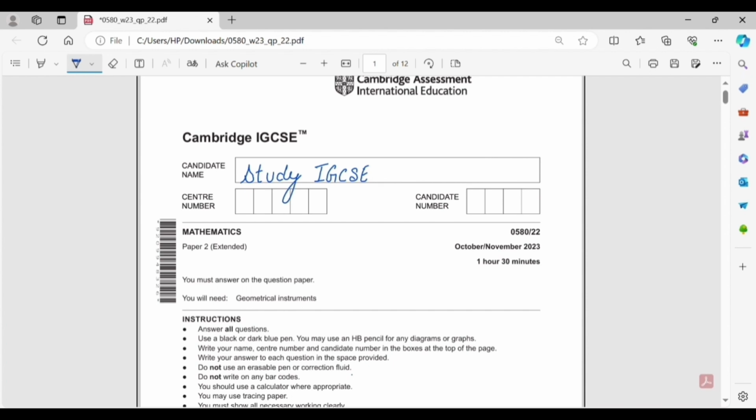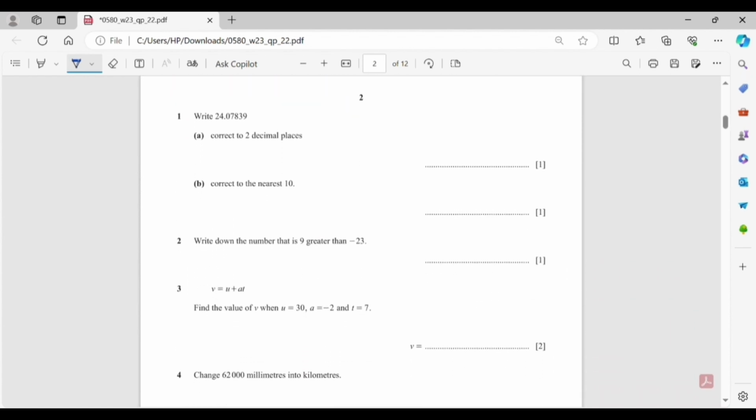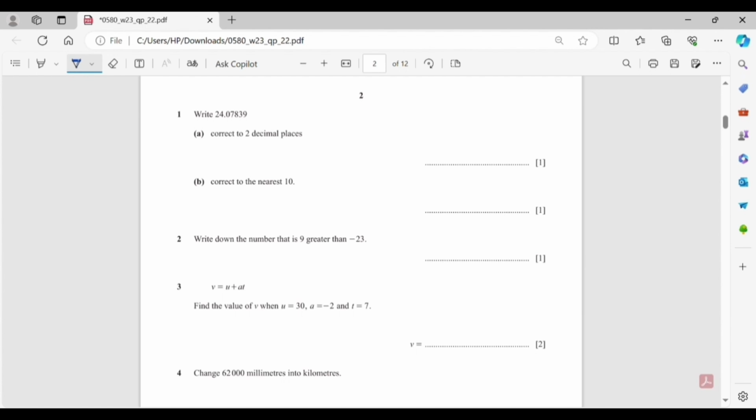Let's start with the first question. Write 24.07839 correct to two decimal places. Now we have to look at the third decimal place, that is 8, which is more than 5, so it will be 24.08. So our answer is 24.08. B part, correct to the nearest 10.